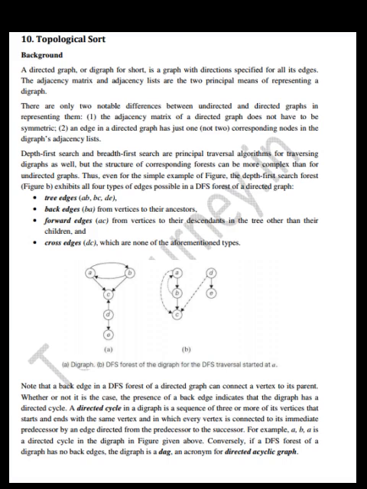Whether or not it is the case, the presence of a back edge indicates that the digraph has a directed cycle. A directed cycle in a digraph is a sequence of three or more of its vertices that starts and ends with the same vertex, in which every vertex is connected to its immediate predecessor by an edge directed from the predecessor to the successor. For example, ABA is a directed cycle in the digraph in the figure given above. Conversely, if the DFS forest of a digraph has no back edges, the digraph is a DAG, an acronym for directed acyclic graph.